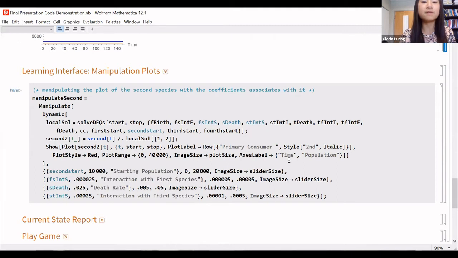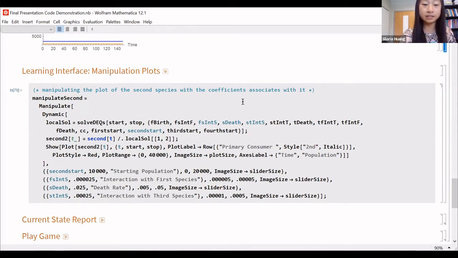We use the manipulate function to constantly resolve the differential equation system and show the updated plot as the user changes the values associated with the variables in the system. As an example, if you increase the interaction with a predator species, this species will be kept at a much lower population because they are being eaten at a higher rate.